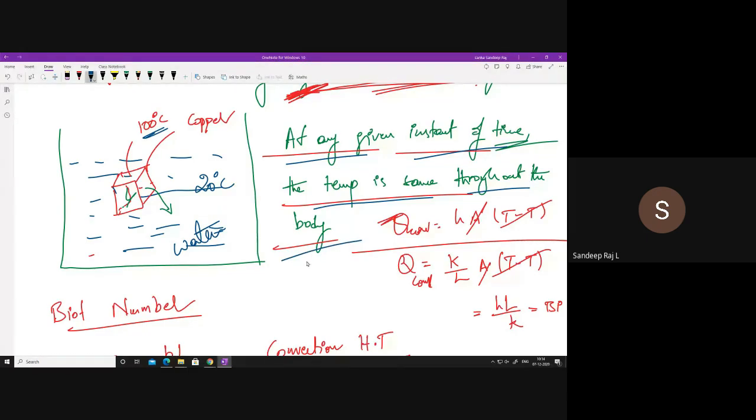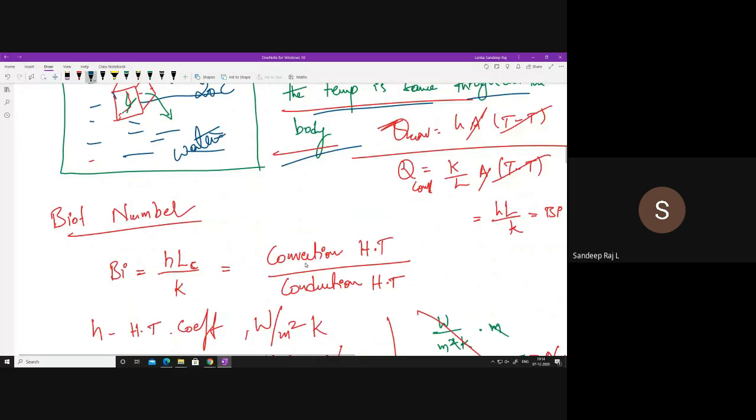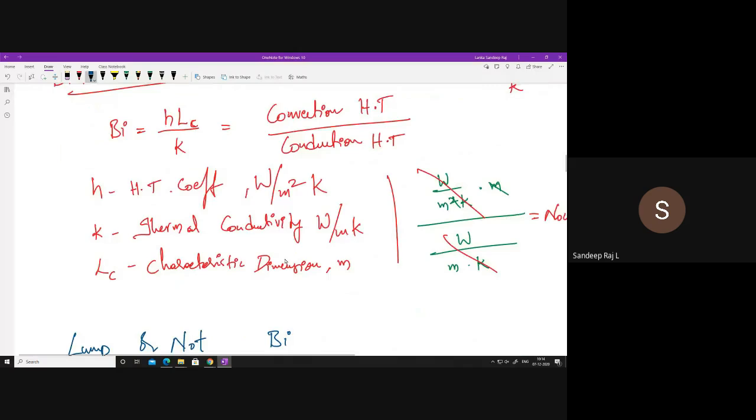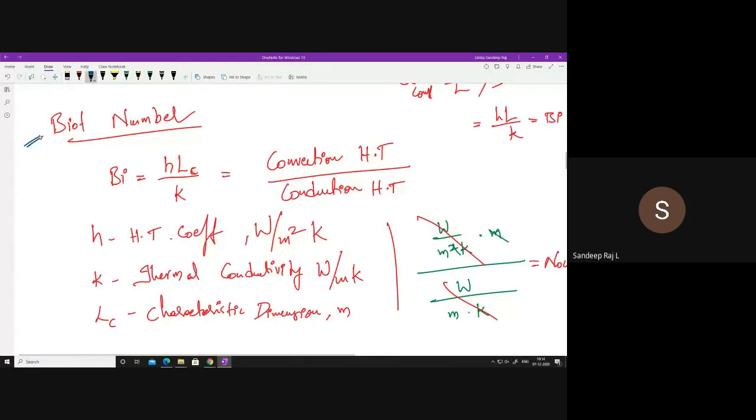If you want to find out whether this particular case falls under the lumped parameter or not, whether it is really a lump case or not, it can be understood using the concept of the Biot number. Once you find the Biot number value, you can tell whether this problem falls under the lumped parameter or not. For that, first we will define what the Biot number is.